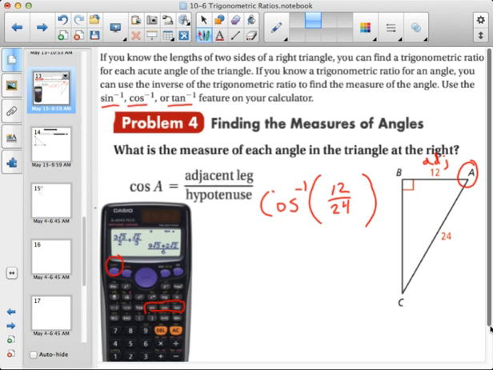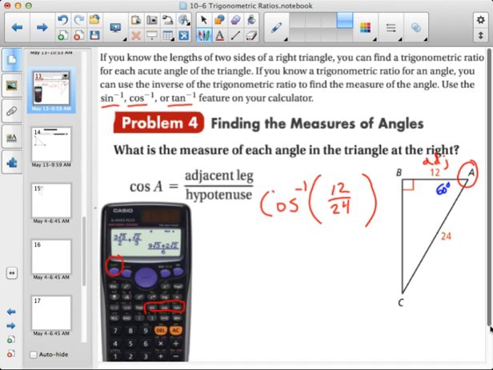It's going to tell us exactly what the measurement of that angle is going to be. If we do shift cosine and you can all follow along with me, and then type in 12 divided by 24, it's going to tell you that that should be a 60-degree angle. Actually, I was off on that; I was estimating angle C, I think. But yes, 60 degrees, that makes sense. This should be a 60-degree angle.